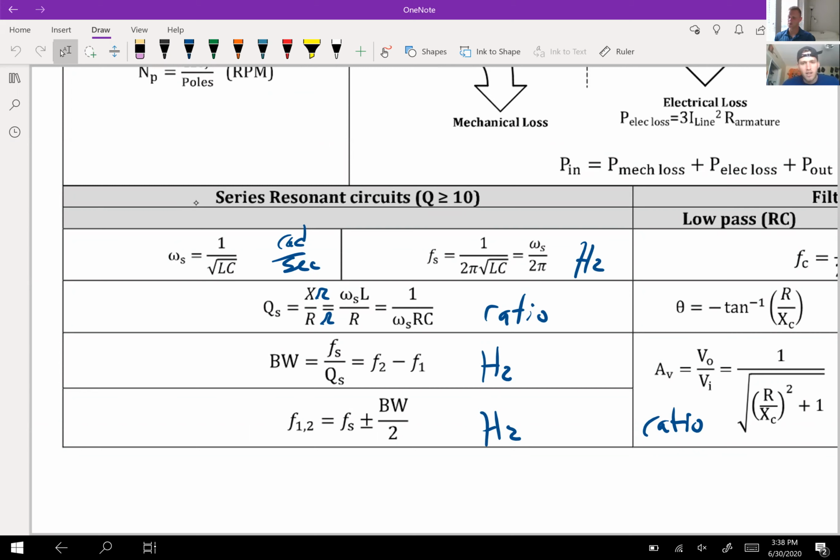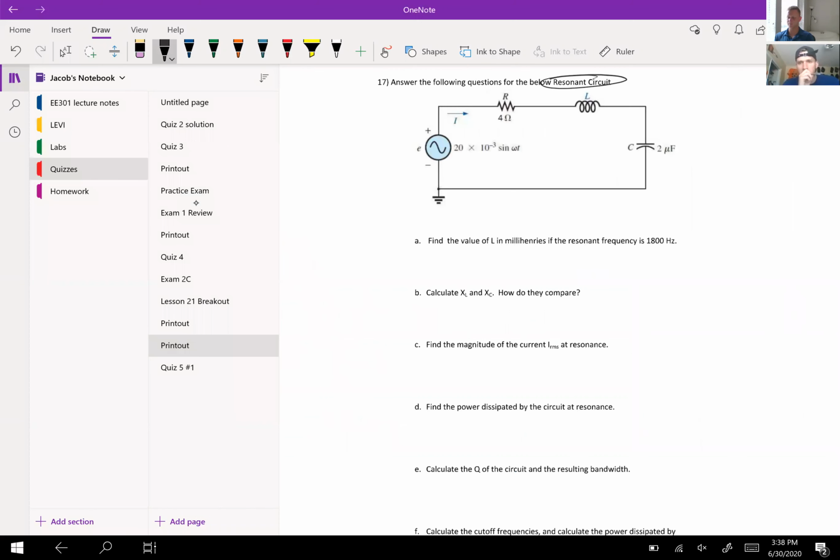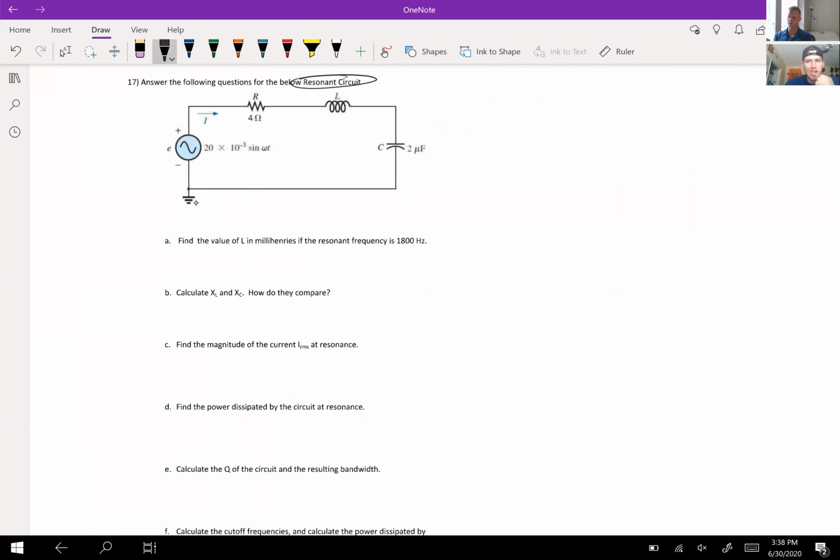Okay, so I know that these are the formulas I'm looking for, that Fs is the resonant frequency, Qs is quality factor, BW is bandwidth, F1 and F2 are the ends of the bandwidth there. So what it wants to know is the L of this series resonant circuit. Find the value L if the resonant frequency is 1800. So this right here is Fs, and I know that that is equal to 1800.